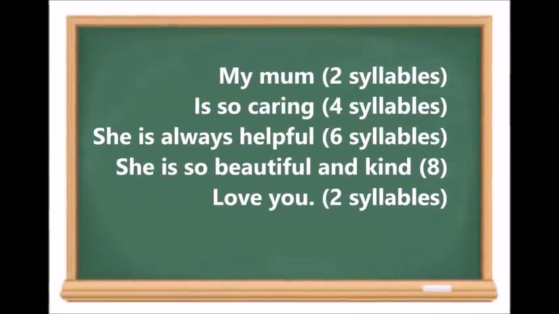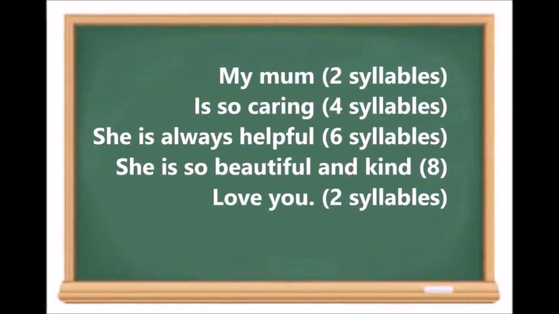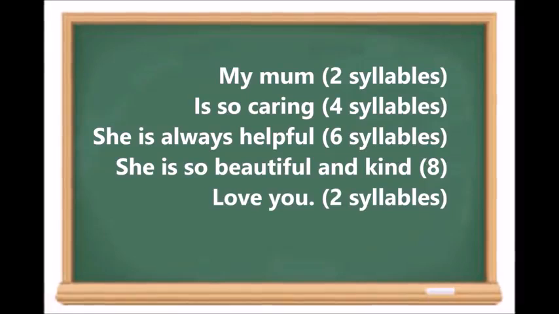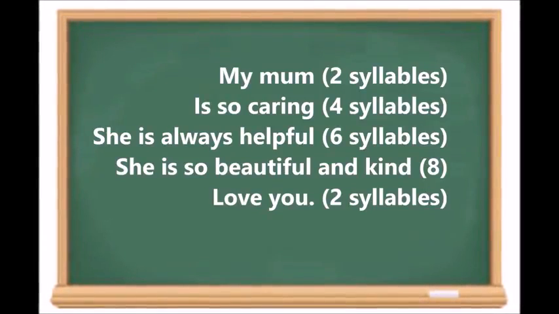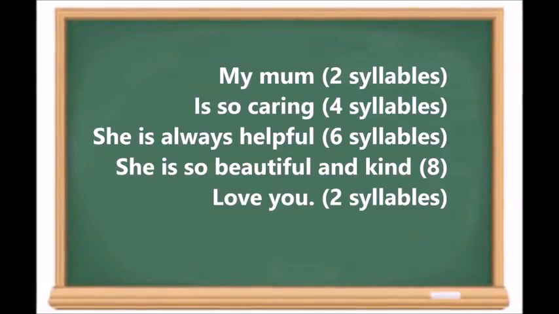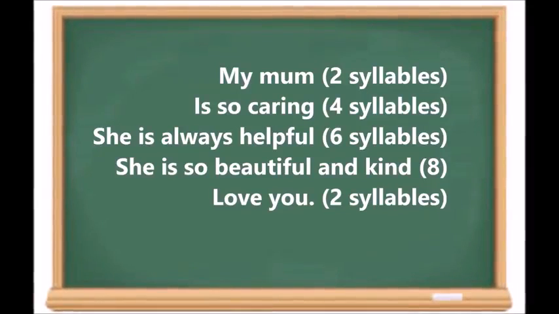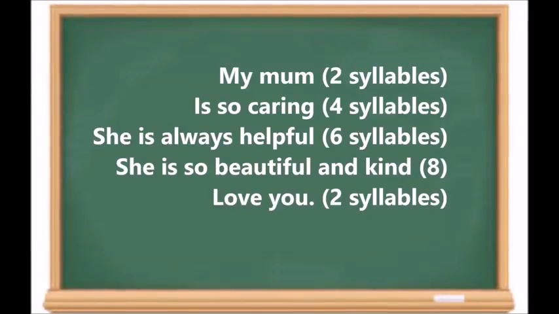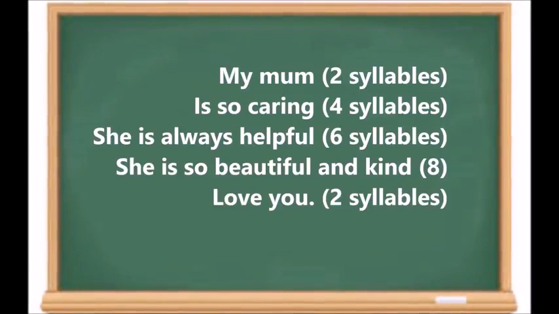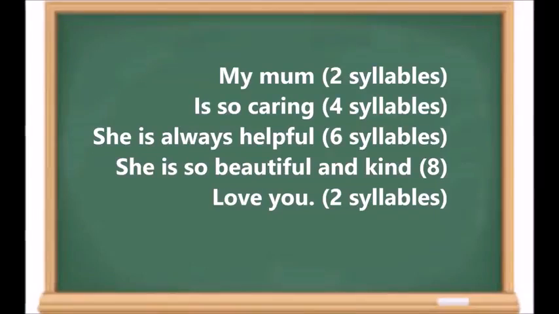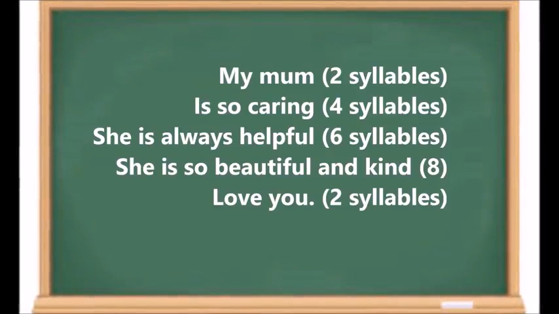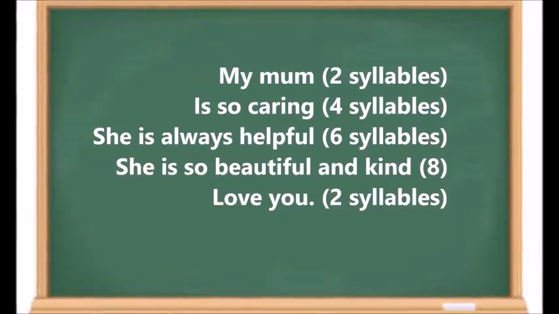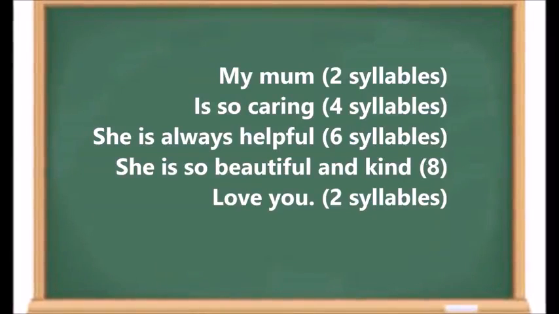Example of a sequin poem. My mom is so caring. She's always helpful. She is so beautiful and kind. Love you. Okay, pay attention. My mom, remember 2 syllables. Line 2 is so caring, 4 syllables. She is always helpful, 6. She is so beautiful and kind, 8. Then love you, 2. Okay.